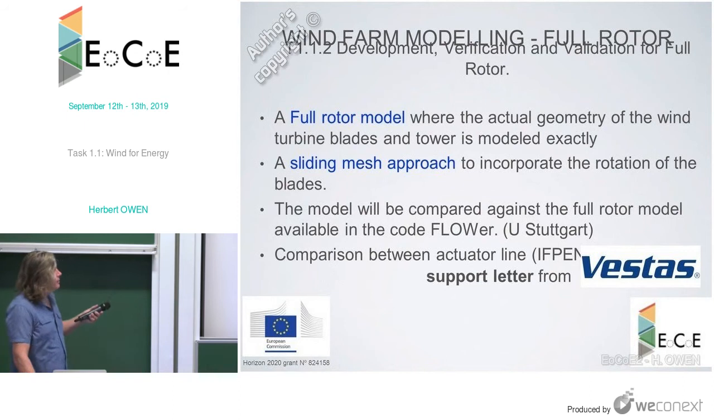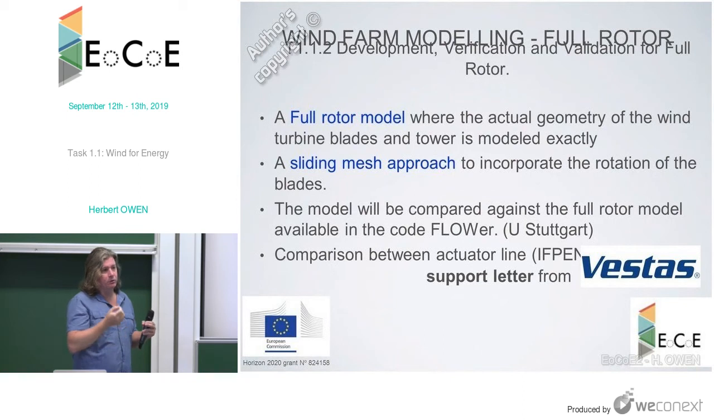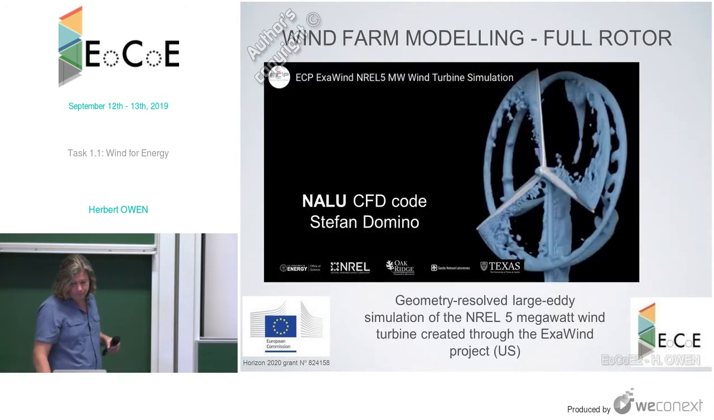And the people from EPFL will try to do an actuator line model. This is an intermediate step. You put a force where you have the position of the blades, but you do not actually have the real blade. This is called an actuator line model, and we will somehow compare with our simulations.